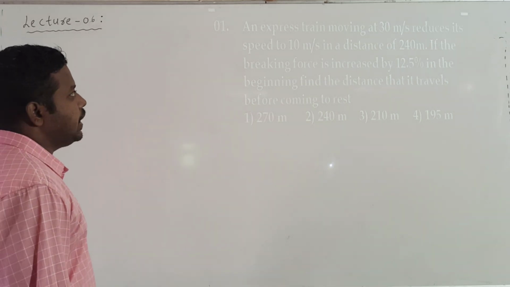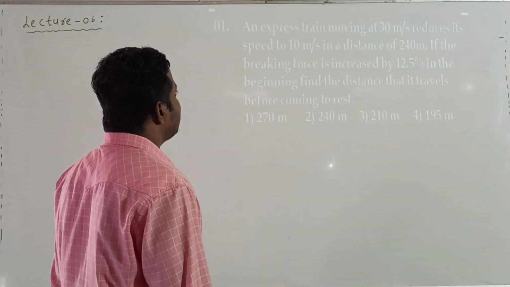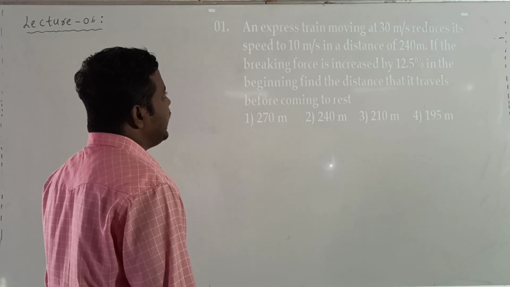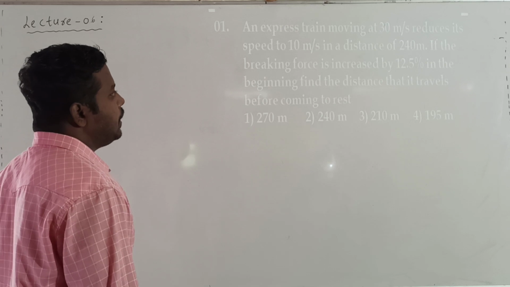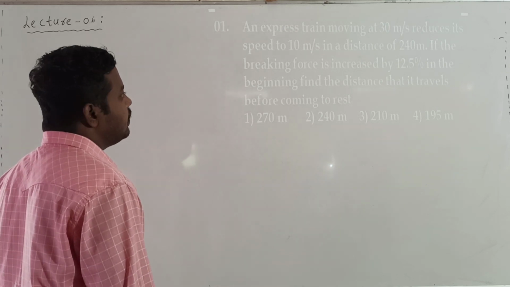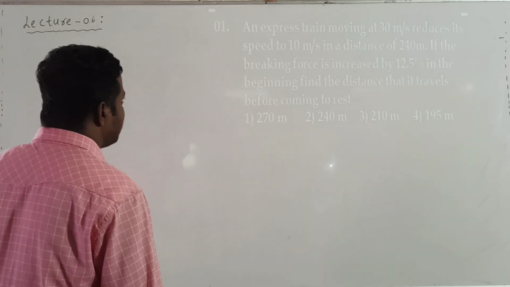An express train is moving at 30 meters per second and reduces the speed to 10 meters per second in a distance of 240 meters. If the braking force is increased by 12.5% in the beginning, then find the distance travelled before coming to rest.